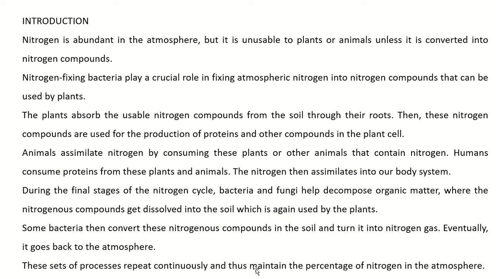Atmospheric nitrogen is fixed via roots, and it goes into the plants. With upward movement you will find the protein and amino acids that are eaten by animals, and the assimilated nitrogen is used as a form of compounds that contain nitrogen. Now humans consume protein from these plants and animals, and the nitrogen is then assimilated in our body system.